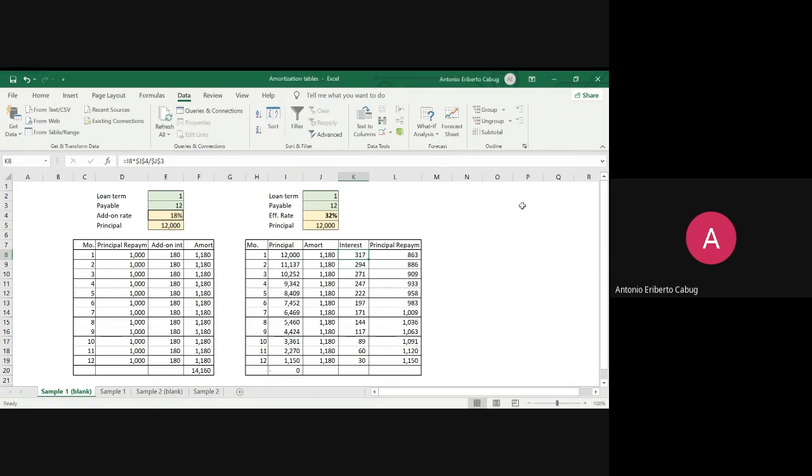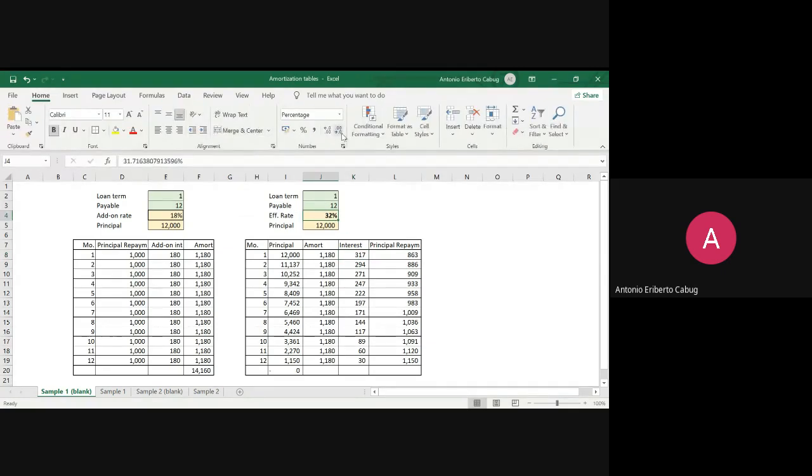Okay. So, based on the Excel formula, using goal seek, the effective rate is 31.72%. Yun yung effective interest rate, 31.72%.